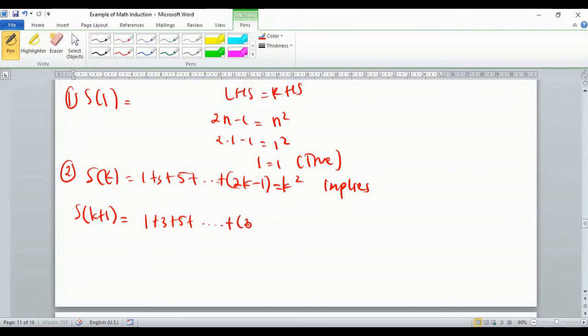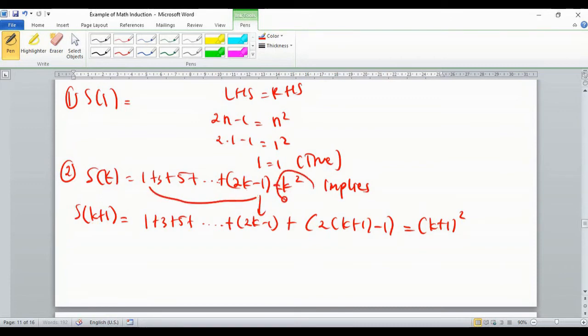plus 2k minus 1. This one is still the same, but plus the (k plus 1) term: 2 open bracket k plus 1 minus 1, equal to (k plus 1) squared. From here, 1 until 2k minus 1, the value is k squared. So we can substitute: k squared plus, and you fix this one first, 2k plus 2 minus 1, equal to (k plus 1) squared.